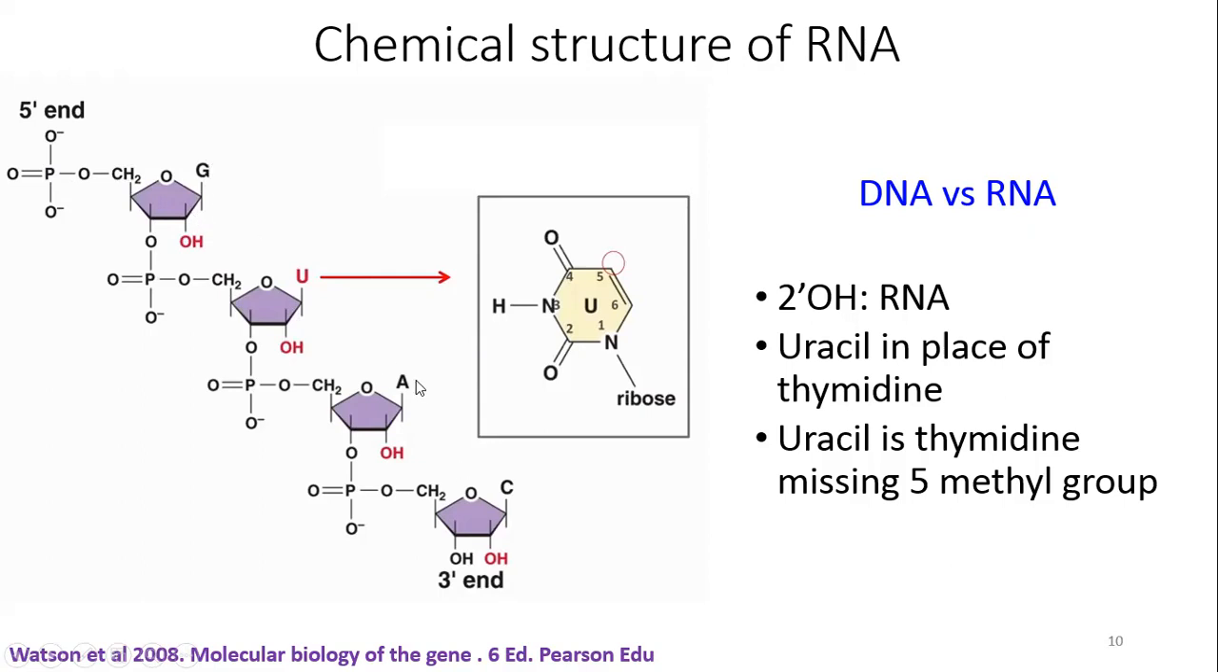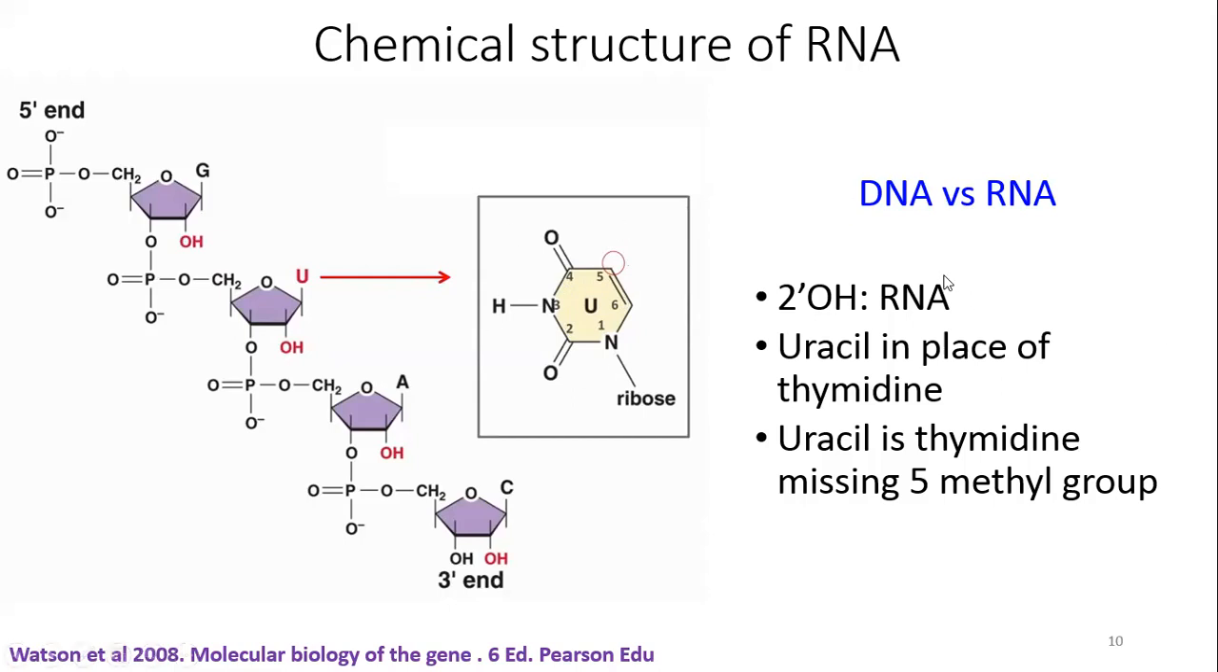You have got G, you have got A, you have got C, but in place of thymine, you have got uracil. And your uracil is nothing but thymine that lacks a methyl group at the 5th position. Do you see the structure of uracil over here? 1, 2, 3, 4, and 5th position, it doesn't contain a methyl group over here. Or you can just say your uracil is thymine that is missing one methyl group.